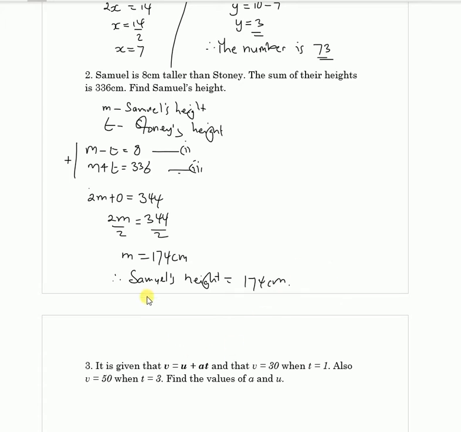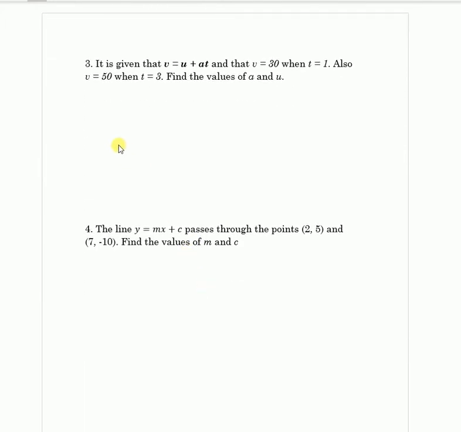Yes. Then we have example 3. It is given that v is equal to u plus at. They said v equals 30 when t is equal to 1. So we are going to get 30 equaling u plus a times 1. We are substituting the values which they have given us.